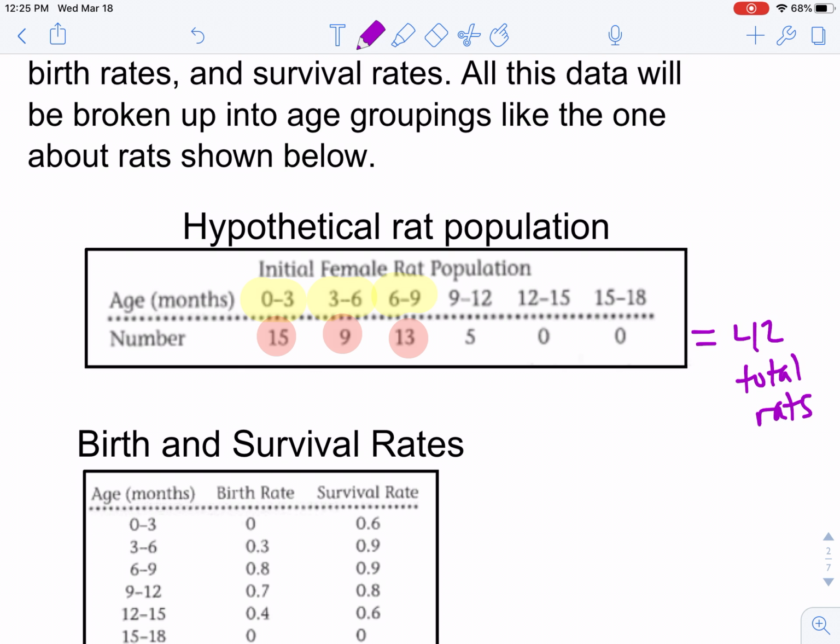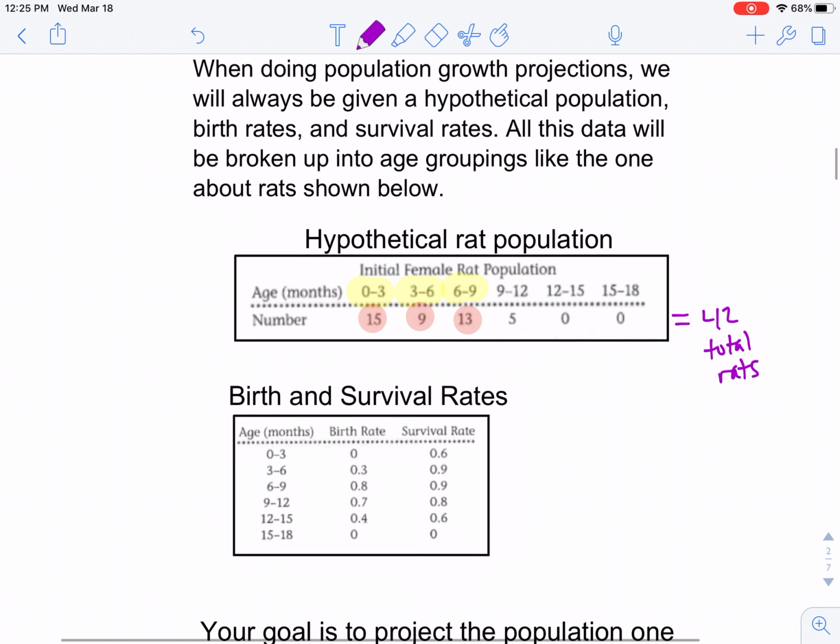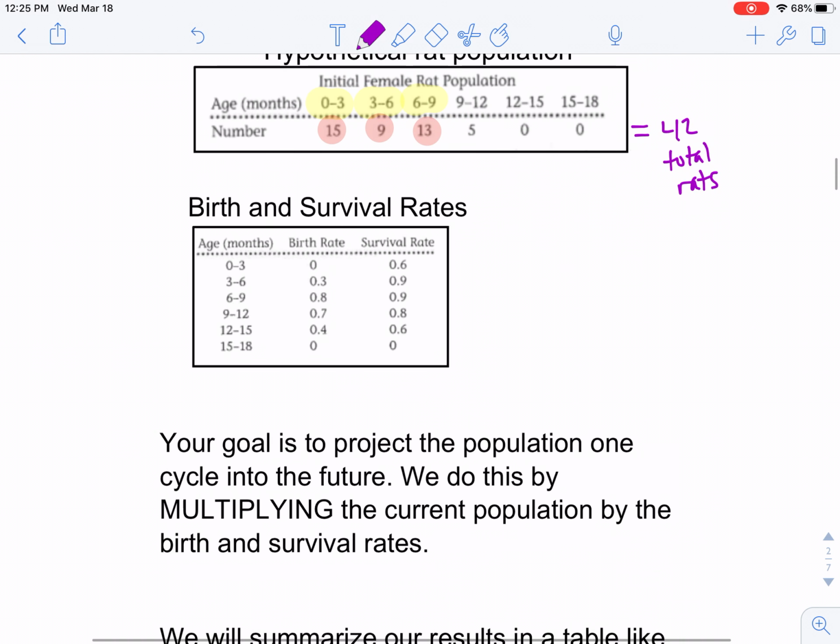To start with, what we're going to do is use the birth rates and survival rates to project this one age or one cycle into the future. Okay, so our goal is to project the population one cycle into the future. We do this by multiplying the current population by the birth and survival rates.